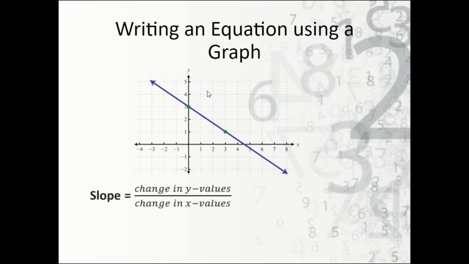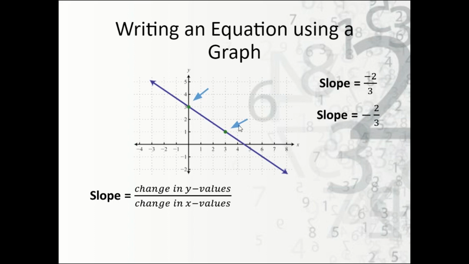So first thing we need to do is figure out the slope, which is the change in y over change in x. So we have 2 points here, and to get from this point to this point, we go down 1, 2, and then to the right 1, 2, 3. So negative 2 over 3, which is negative 2/3, so that's my slope.